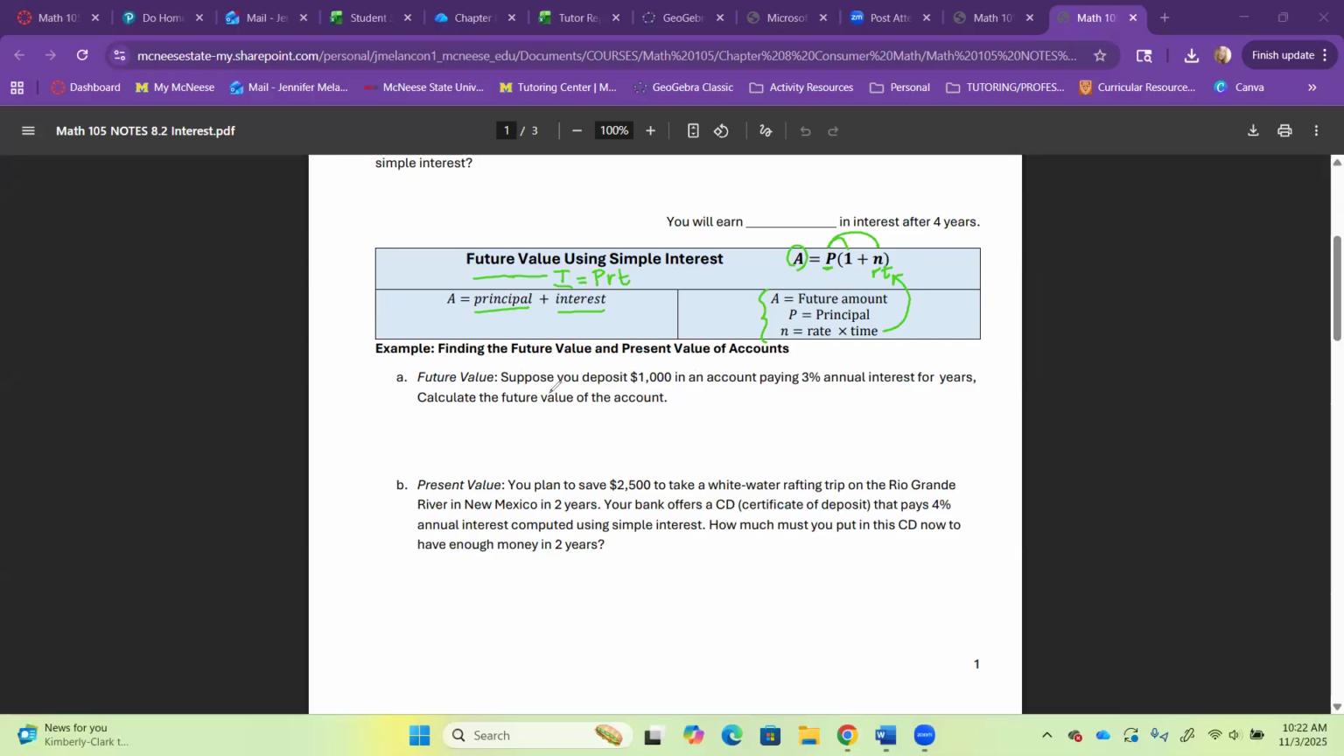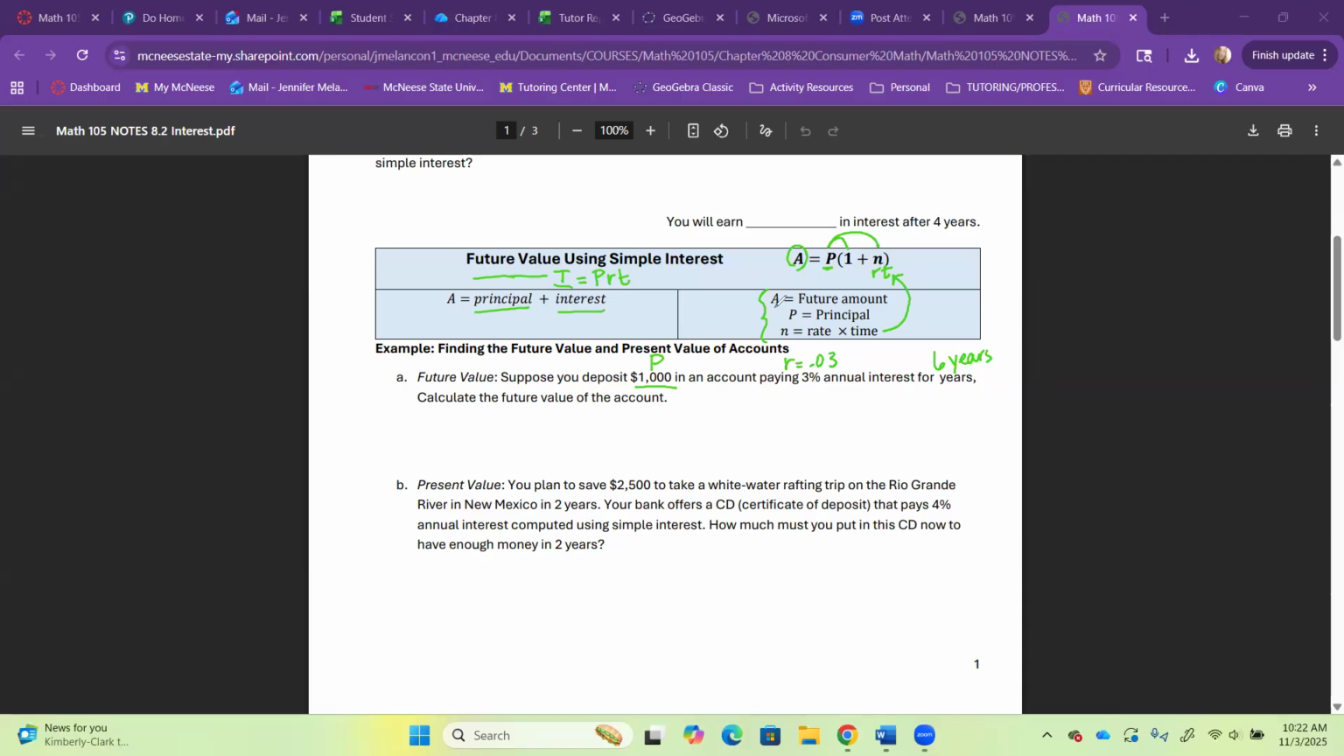So the future value. Suppose you deposit $1,000, that would be our P, in an account paying 3% interest, that would be our rate, 0.03. Oh dear, for how many years? Let's see. See if I can find this example. Oh, for 6 years. That is supposed to be 6 years. All right, I'll go ahead and make that correction. 6 years. Calculate the future value of the account.